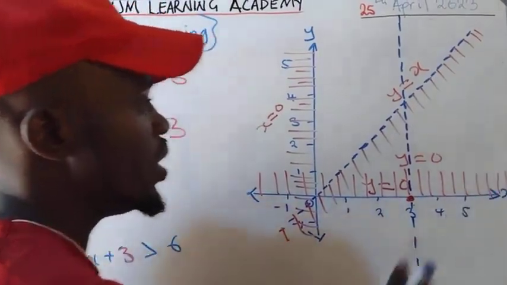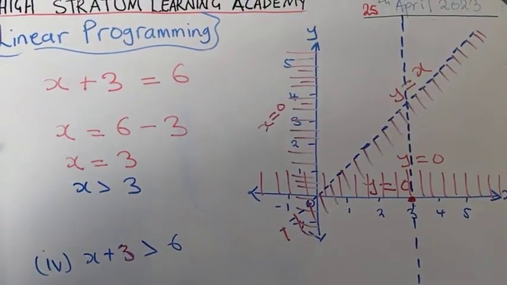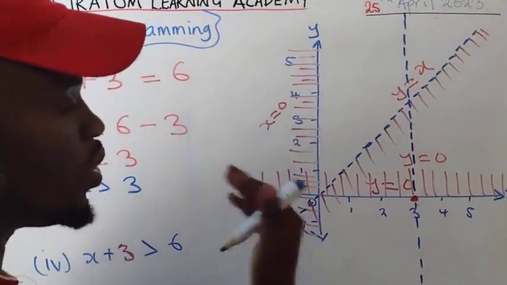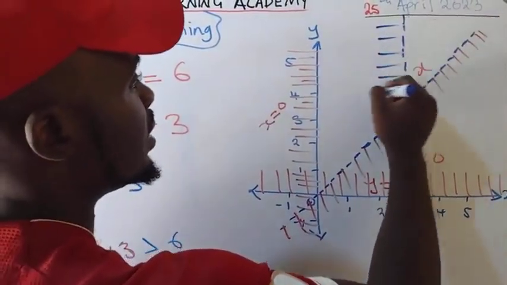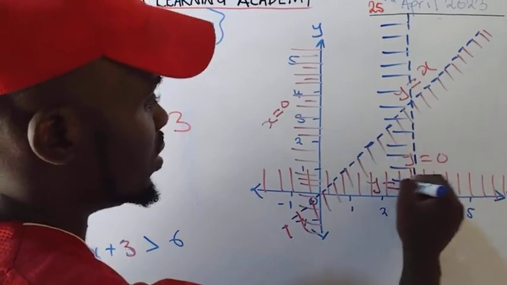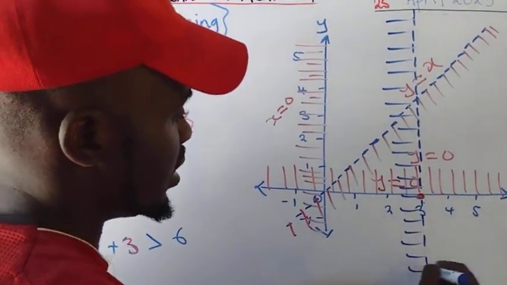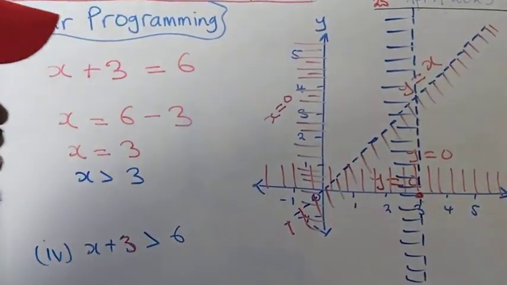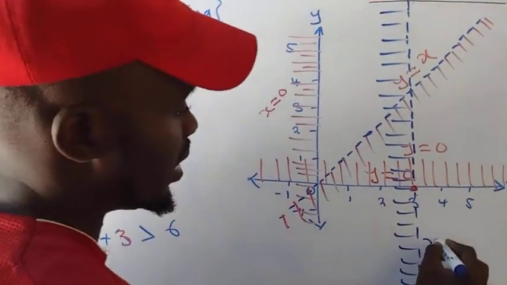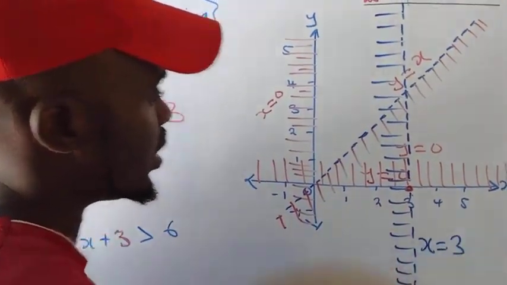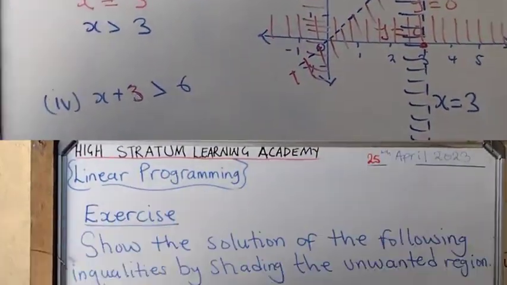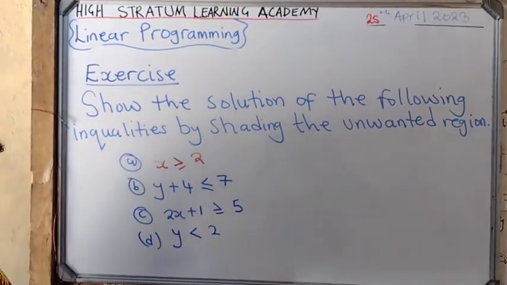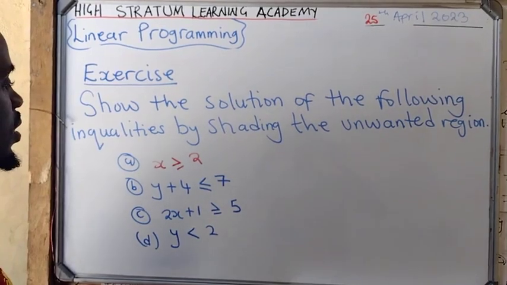Now I want to shade the unwanted region. So the unwanted region, which is the opposite, is coming this side. So I'm going to shade this side. So this is the region where x is greater than 3. I even say x is equal to what? 3.